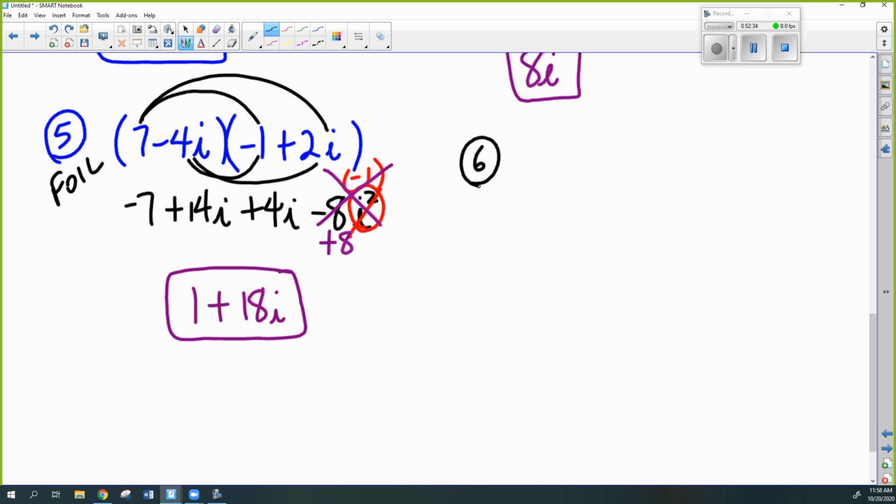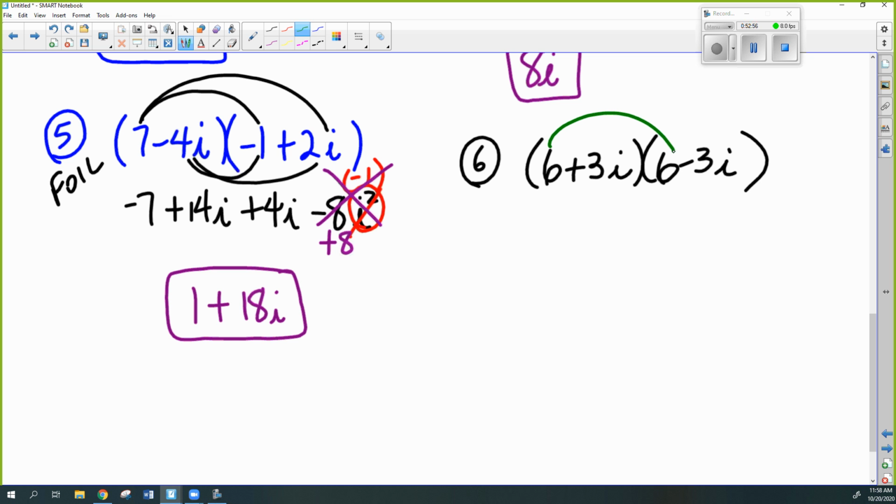All right, and I want to look at one more multiplication before we get into division. All right, so just like the last one, we're going to FOIL. First, outer, inner, last.